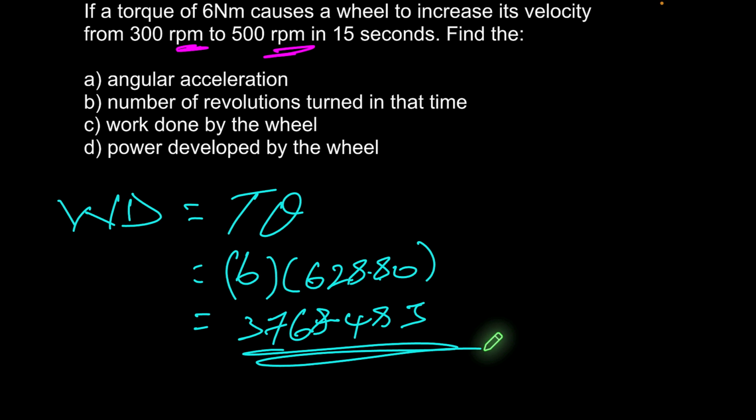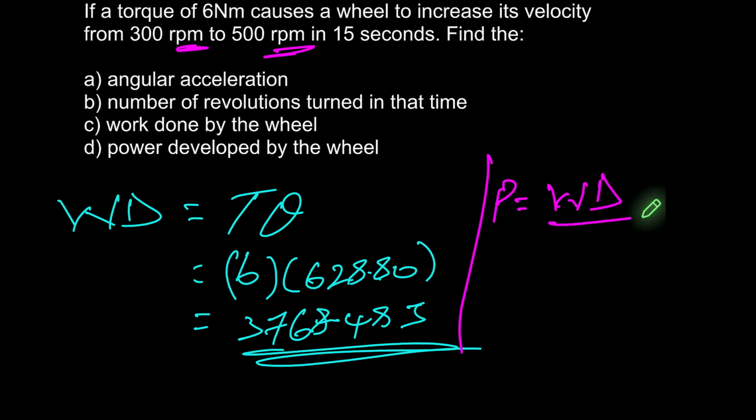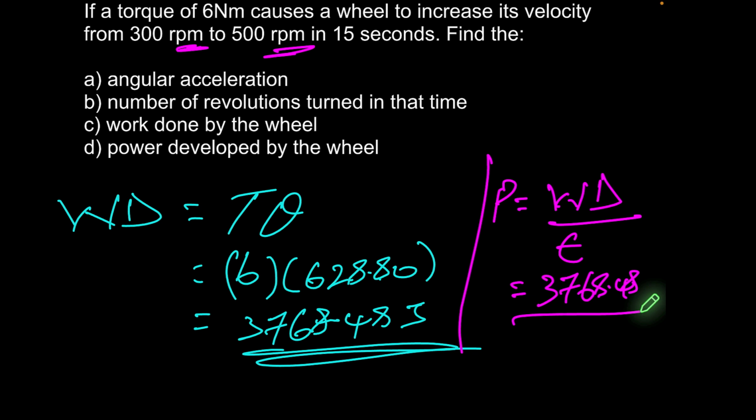Now power is quite straightforward here. Power is the rate of work done, so work done divided by time really. So for power, it would just be our work done, 3768.48, divided by the time taken, which was 15 seconds. We have a power of 251.23 watts. So that's our power.